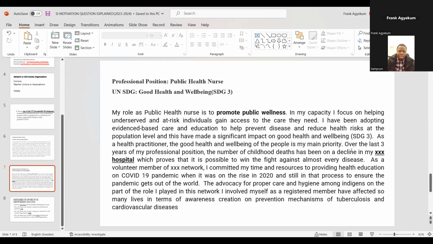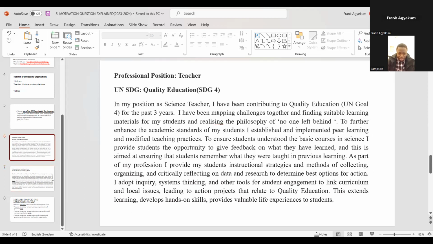So unlike the first answer here, where the person was actually a teacher and only linked his professional position to that of the UN development goal, based on the question, you can use only your professional position, you can use only your engagement in a network, or you can connect both. And in connecting both, they must link to a single UN development goal, right? Sure.